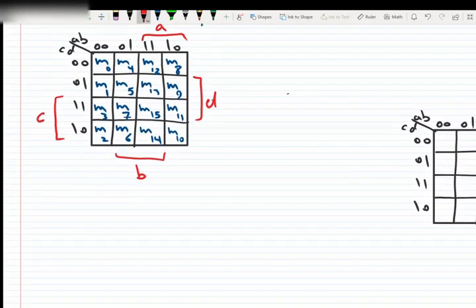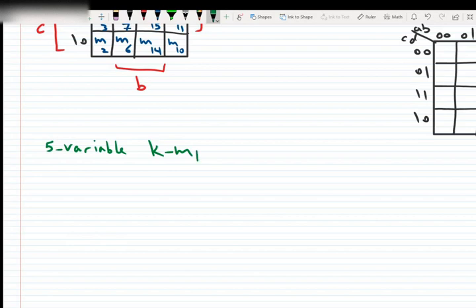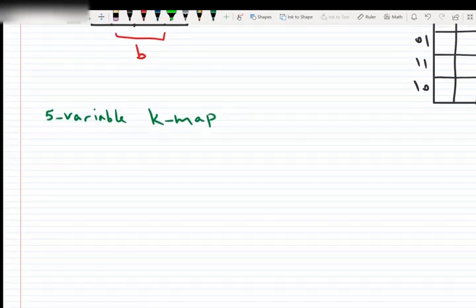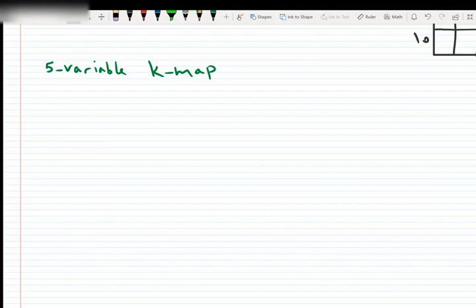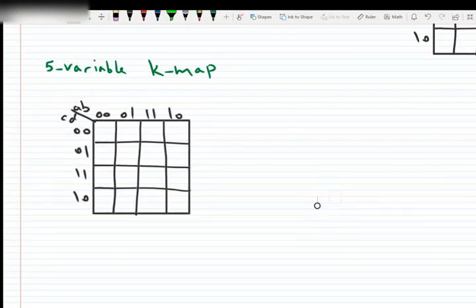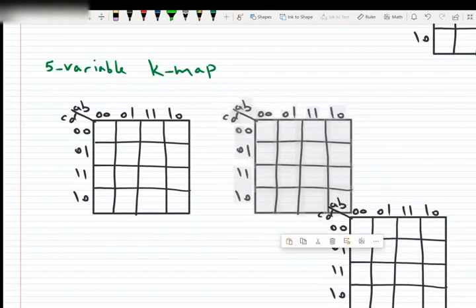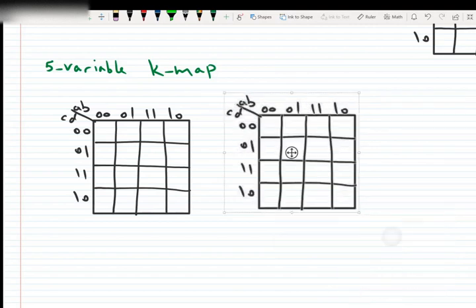Now let's see the five variable K map. We go up to five variables. For five variables, we use two tables. We combine two tables together. So one table is here, and the other table again is here. These two tables together are the K map for five variables.